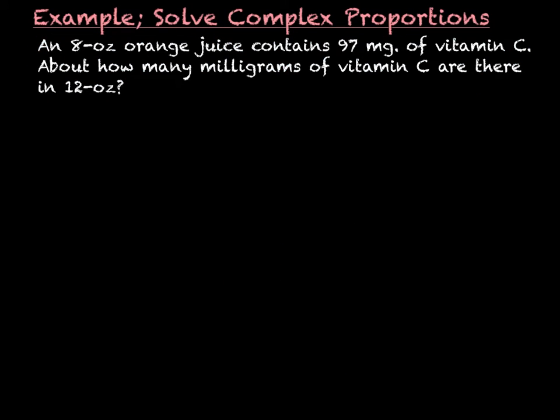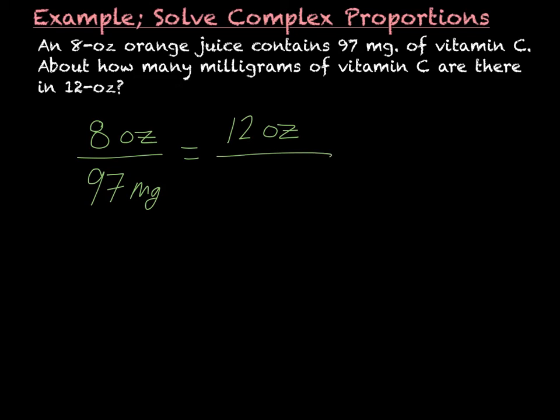In this last example, we have an 8-ounce can of orange juice that contains 97 milligrams of vitamin C. How many milligrams of vitamin C are there in 12 ounces? So for the 8-ounce can, there are 97 milligrams of vitamin C. And this is equal to how many in 12 ounces? So the 12-ounce can has how much vitamin C in milligrams?